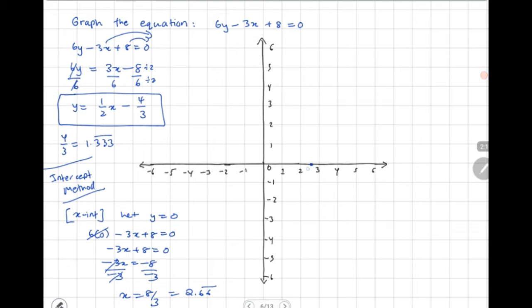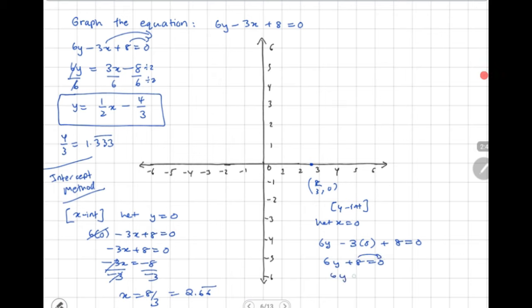So that's your x-intercept, and I can place that point there. This is 8 over 3 and 0. And for the y-intercept, what I'm going to do here is let x equal 0. If I let x equal 0, you're going to get 6y minus 3 times 0 plus 8 equals 0. So 6y plus 8 equals 0.